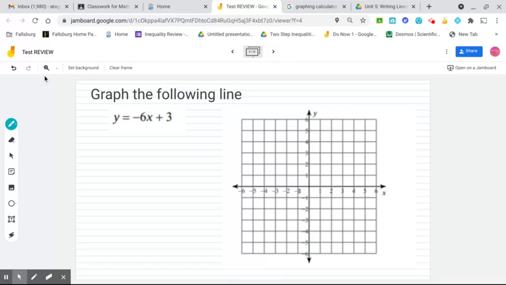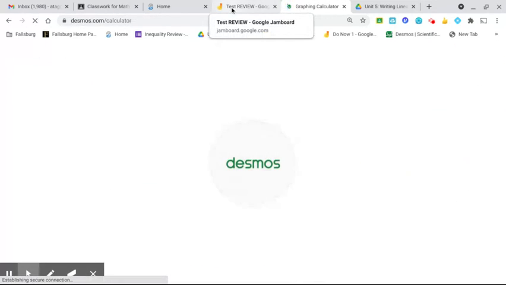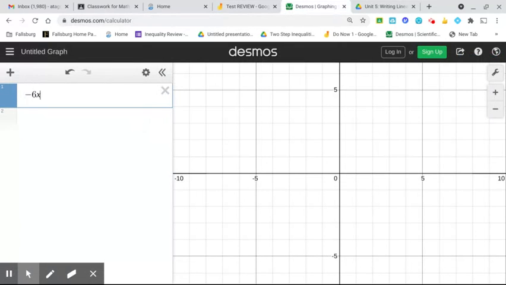Next, we're going to graph the following line. We have -6x plus 3. So we can use a graphing calculator and we can plug it right in here. So it's negative 6x plus 3.